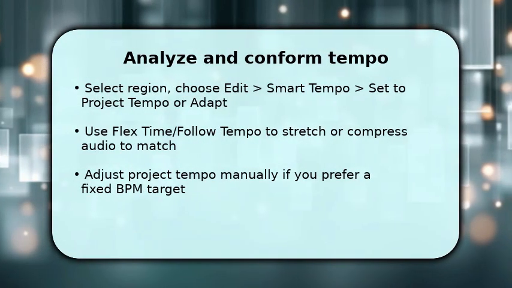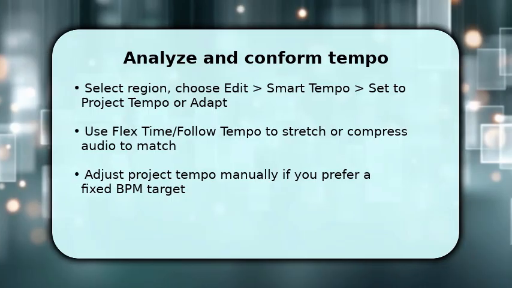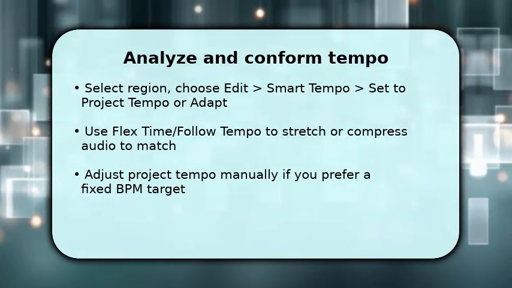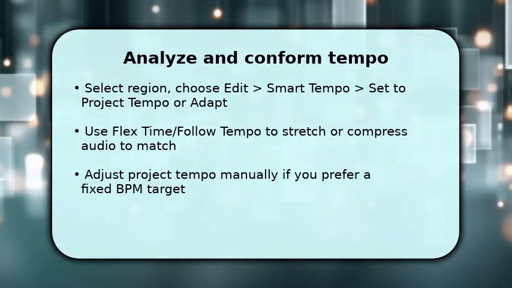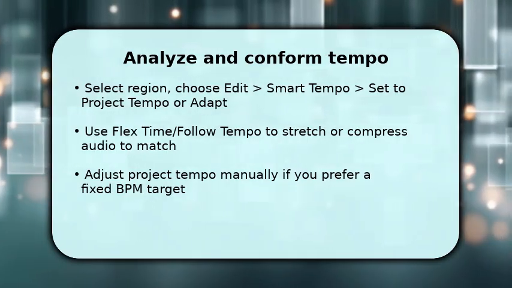Now you analyze and conform the material. With the audio region selected, open the region settings and choose Smart Tempo options. Pick Set to project tempo to force audio to match or adapt to allow subtle variation. Use Flex Time to fine-tune beats that didn't align, drag transient markers, and listen.